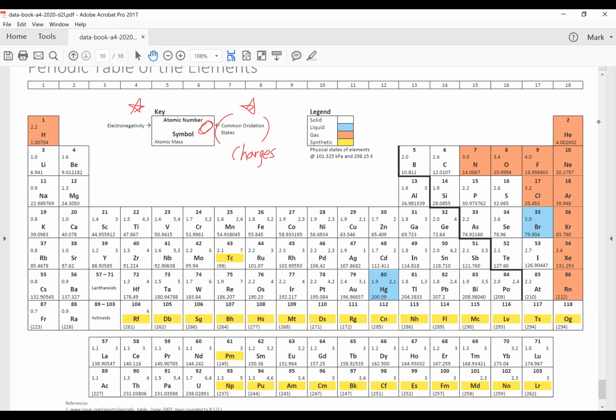So you'll notice there's nothing in group 1 because the charge on group 1 is +1.